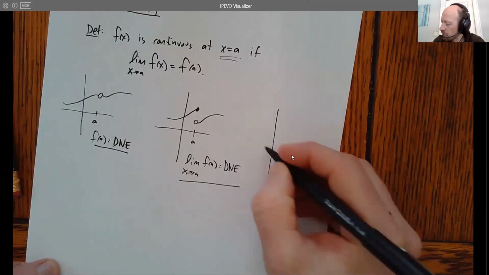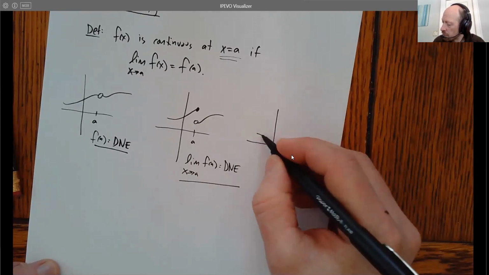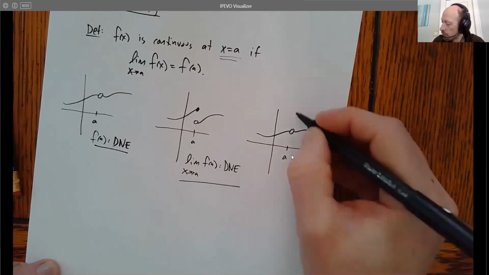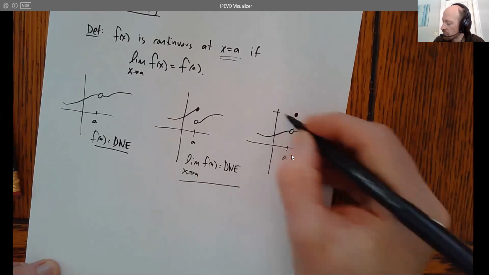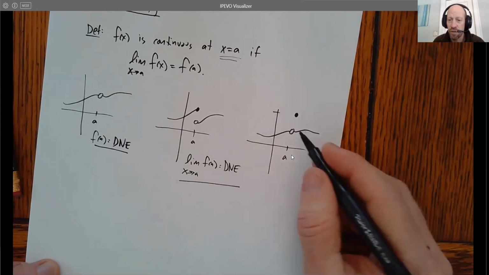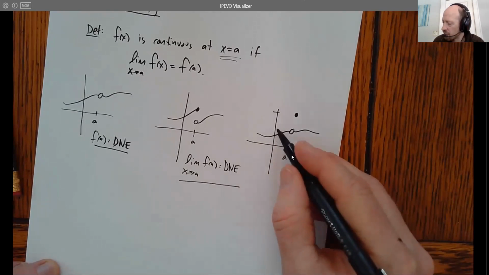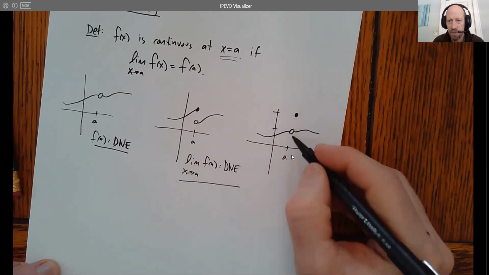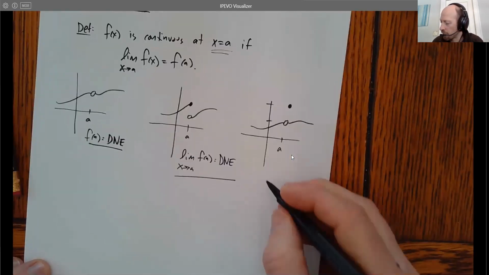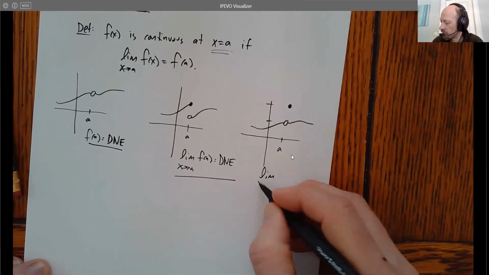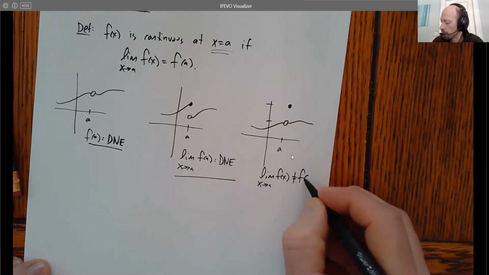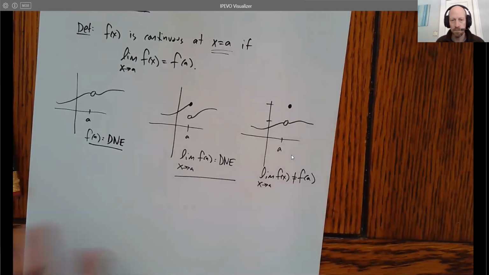And then finally, we could also have a situation where the limit exists and the function value exists. But of course, in this case, they're two different things, right? The limit is down here, the function value is up here, so therefore that also wouldn't satisfy my requirement. The limit as x goes to a of f of x in this case would not equal f of a.